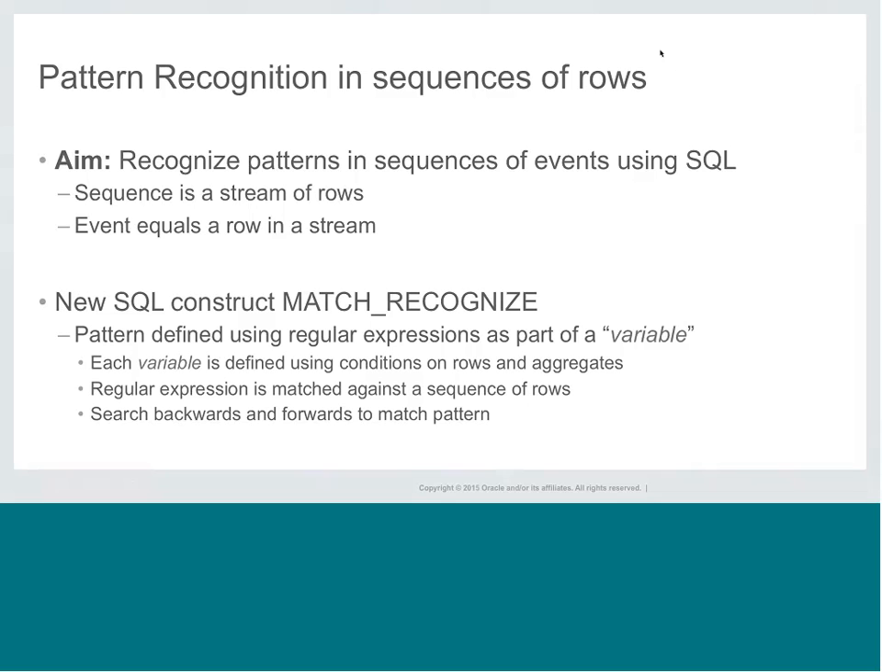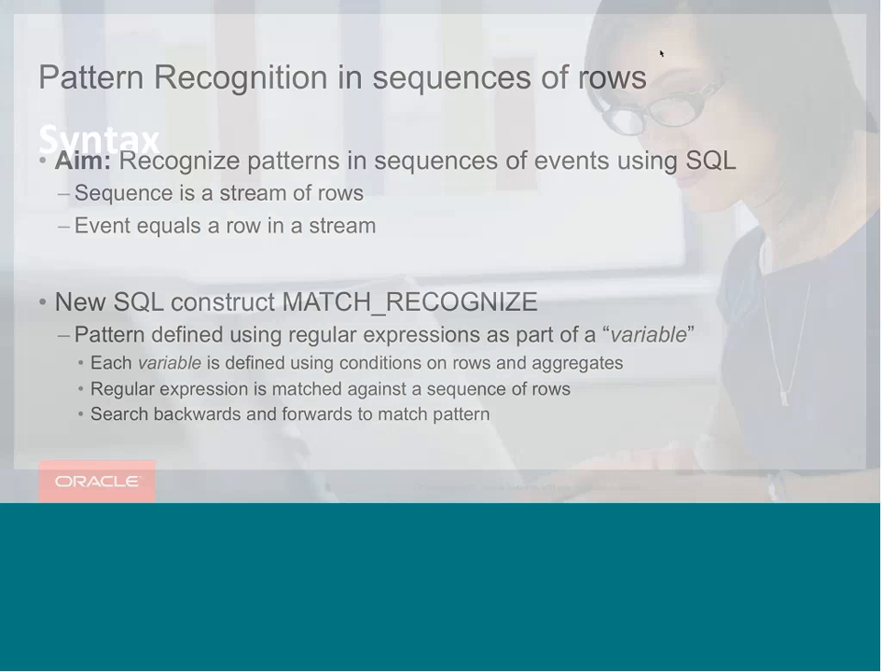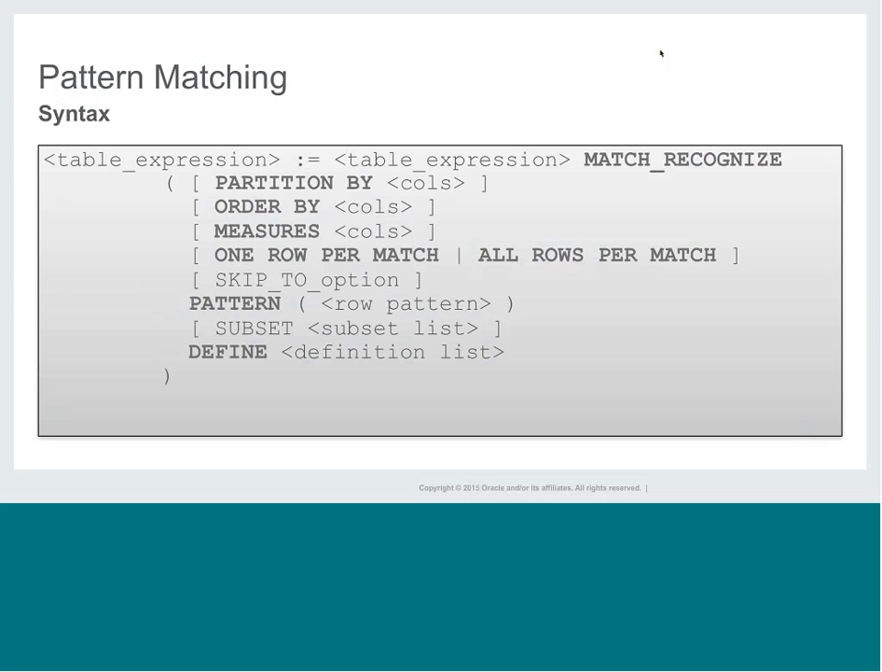So syntax, what does the command actually look like? It's a lot of keywords that you need to get your head around. So we have a basic table expression that we'll look at in a minute, the standard select star from, and then we add on the match recognize clause, and then we have a whole series of keywords that allow us to lay out how we want to go about finding a pattern. And I'm going to go through most of the words here. You'll see some of the words are not highlighted.